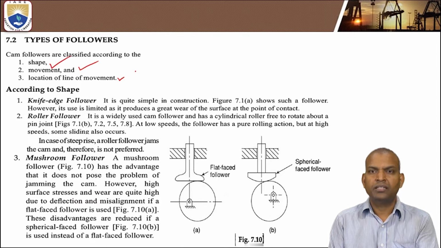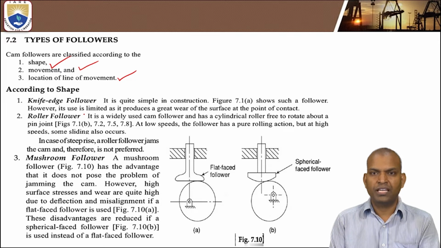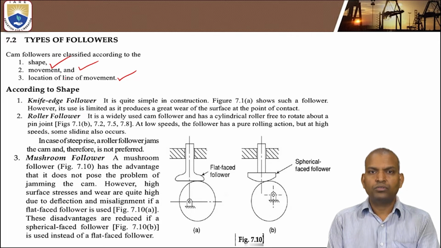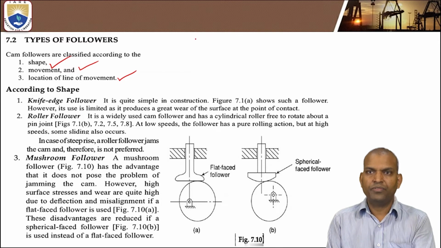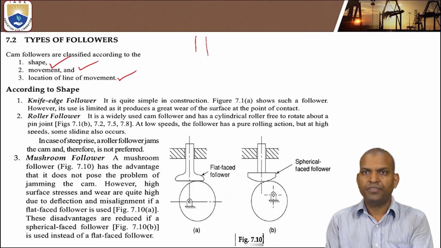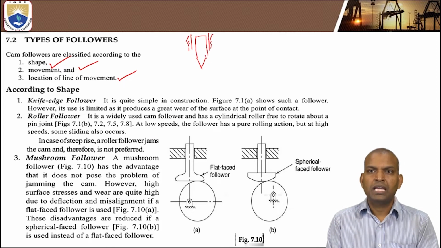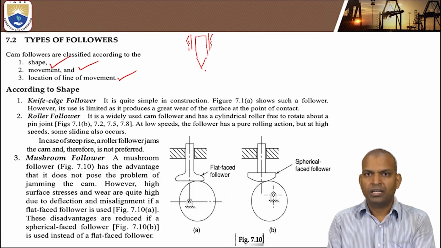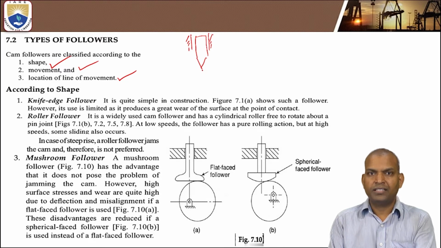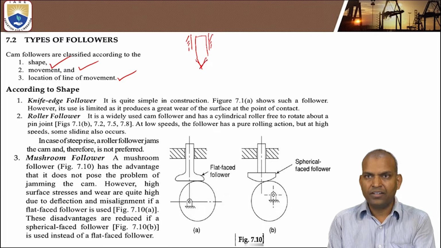Second category is movement. Third category is the location of the line of movement. Now, according to the shape of the follower, if the shape of the follower is knife edge, then it is called a knife edge follower. It is a quite simple construction. One more thing, the wear and tear: it is used for very limited operations, but great wear will be there.